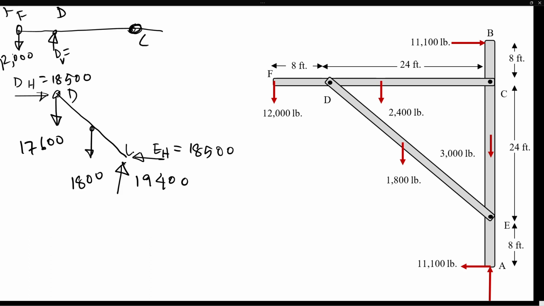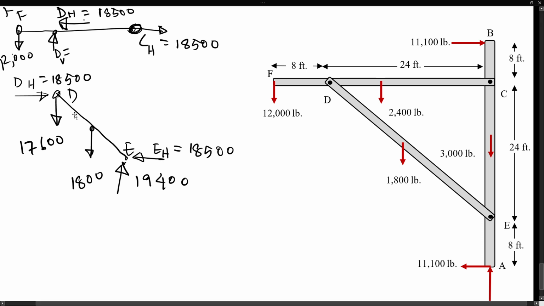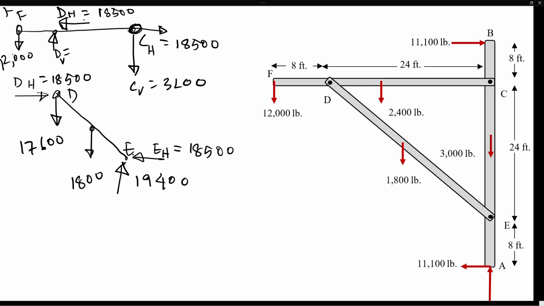This is our DE member, and then the horizontal component we found for this DE member was in the right direction. For the CDF member it is going to be exactly the opposite direction, so basically the negative direction, minus here. So then the horizontal component at C is going to be in the right direction. And then the C vertical was 3,200. Now we got almost everything to verify our analysis.